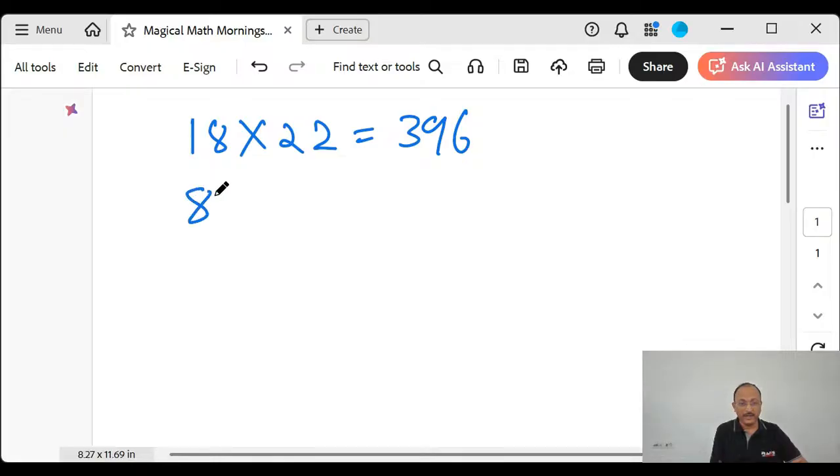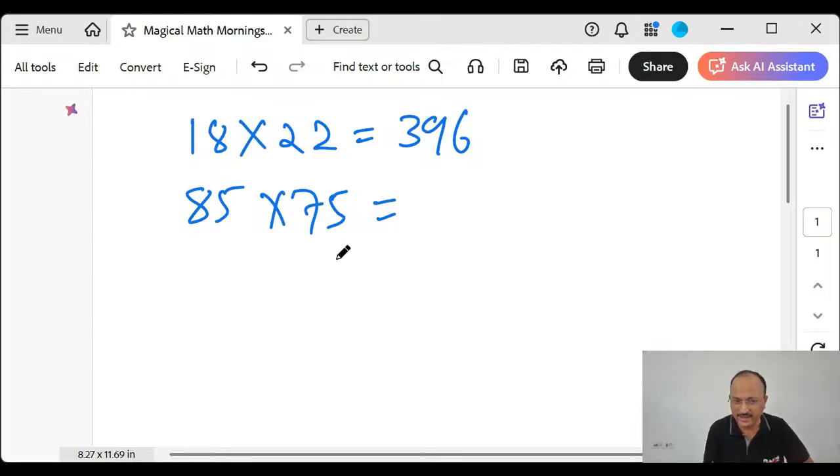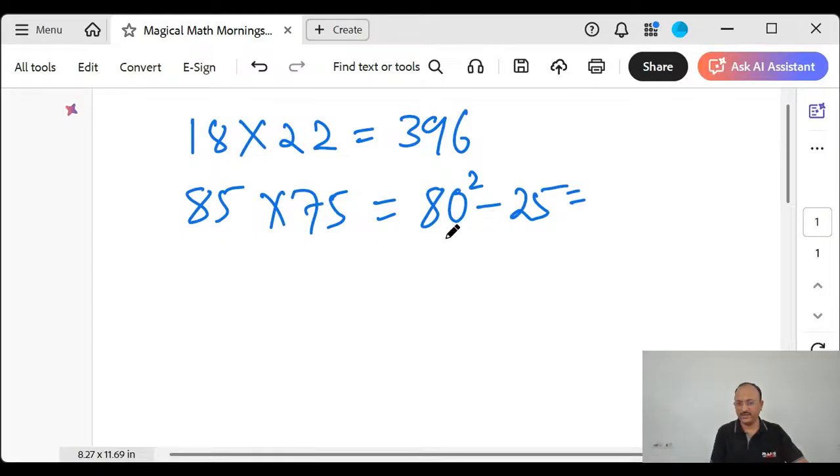Suppose we want to multiply 85 into 75. The mid number is 80. 80 square minus, the difference is 10, so you have to subtract 5 square, that is 25. Correct, no? Yes, 80 square minus 25. Very good. I think some of you are very fast.